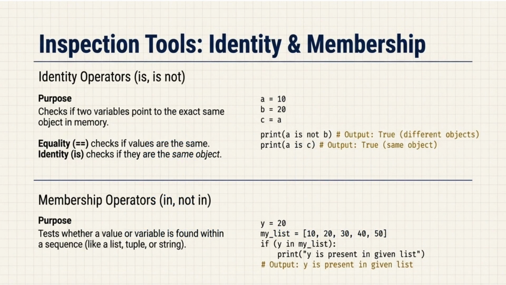In Python, identity operators like is and is not help us check whether two variables refer to the exact same object in memory, not just whether their values match. On the other hand, membership operators like in and not in let us check whether a value exists inside a list, tuple, string or any other sequence. These tools are extremely useful when we want to understand how Python stores objects or when we need to verify if an item is part of a collection.